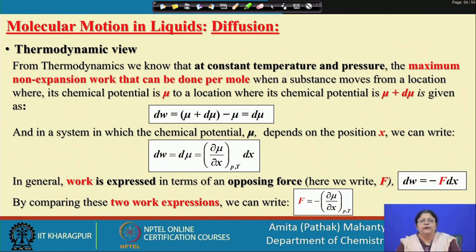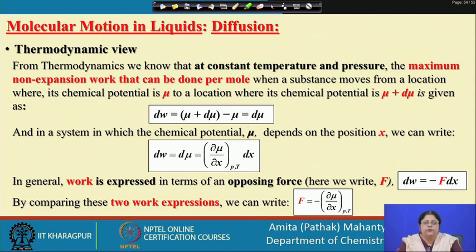So, if I have the chemical potential at one location as mu and at another location as mu plus delta mu, then the difference is mu plus delta mu minus mu, and this difference is the maximum non-expansive work that we can get per mole of the substance at a given temperature and pressure. The work done, if it is a non-expansive work, is the difference in the chemical potential at the two locations: mu plus delta mu minus mu. This mu is going to cancel off, leaving the change in chemical potential.